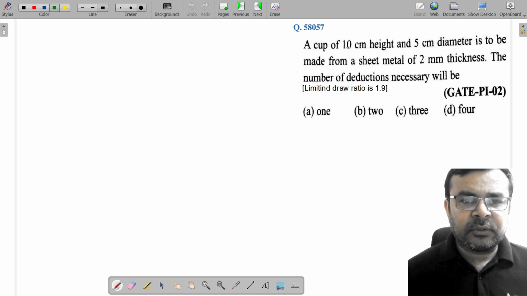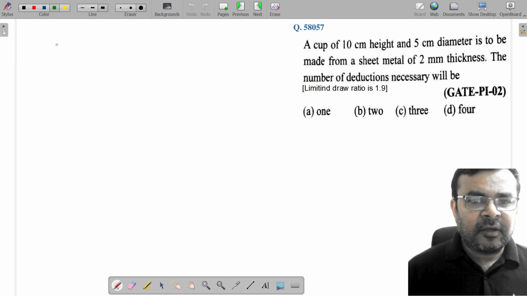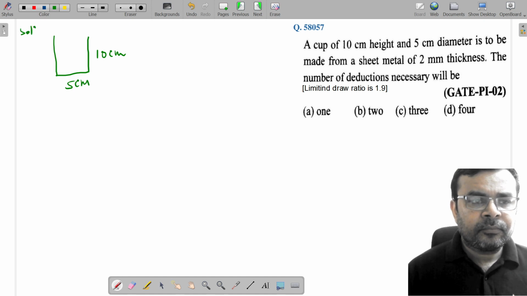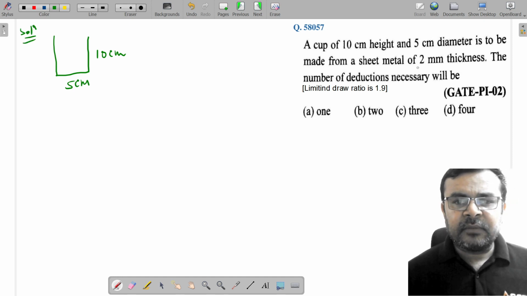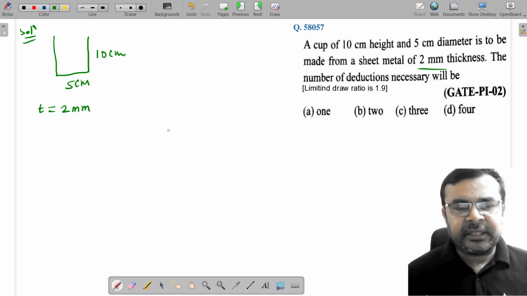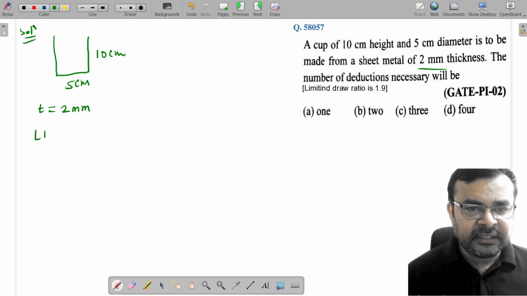Okay, so what about the next question? A cup of 10 centimeter height and 5 centimeter diameter is to be drawn, made from sheet metal of thickness 2 mm. The number of reductions necessary will be, if the limiting draw ratio is 1.9. Is it clear? LDR is given here.